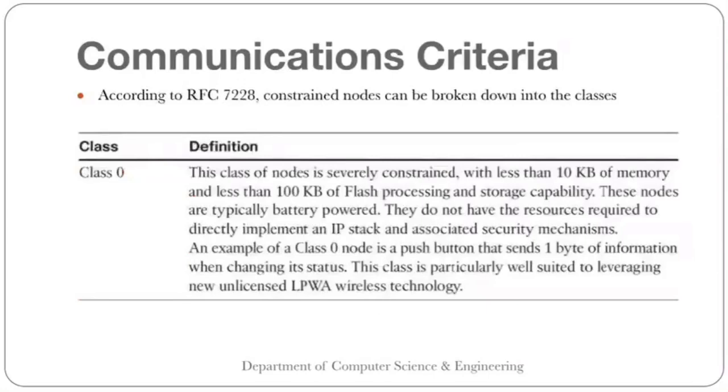An example of a class 0 node is a push button that sends 1 byte of information when changing its state. This class is particularly well suited to leveraging new unlicensed low power wide area wireless technologies. So this is about class 0.